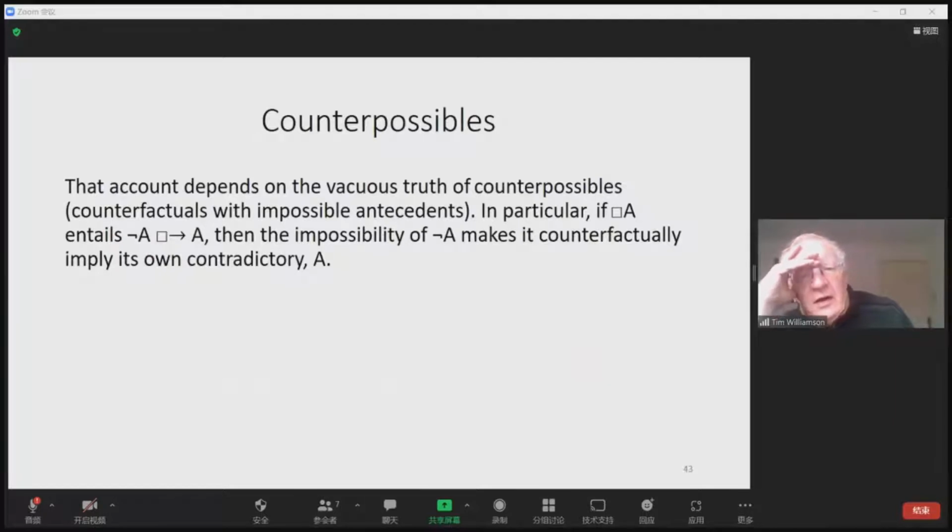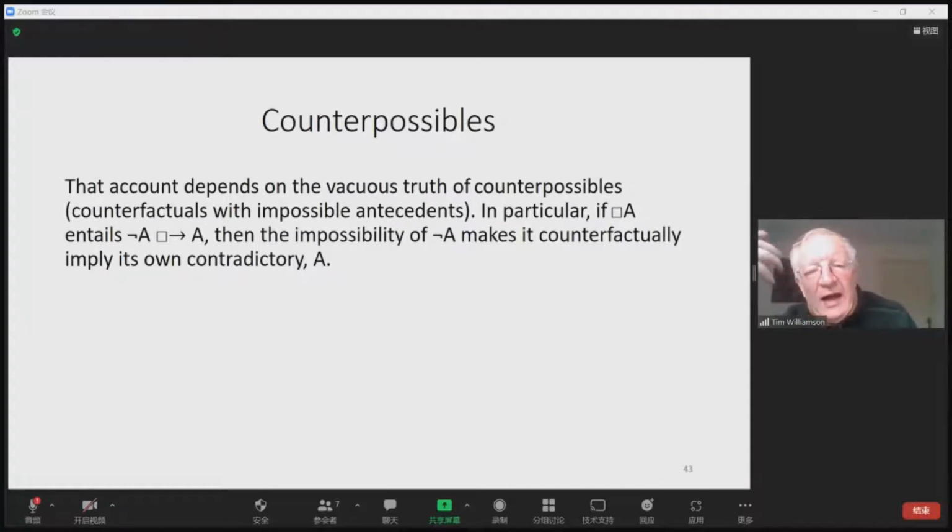So, as I already mentioned, the account where you define metaphysical necessity and possibility in terms of these slightly odd counterfactuals, the equivalence actually does depend on the vacuous truth of counterpossibles. So, the counterfactuals with impossible antecedents.